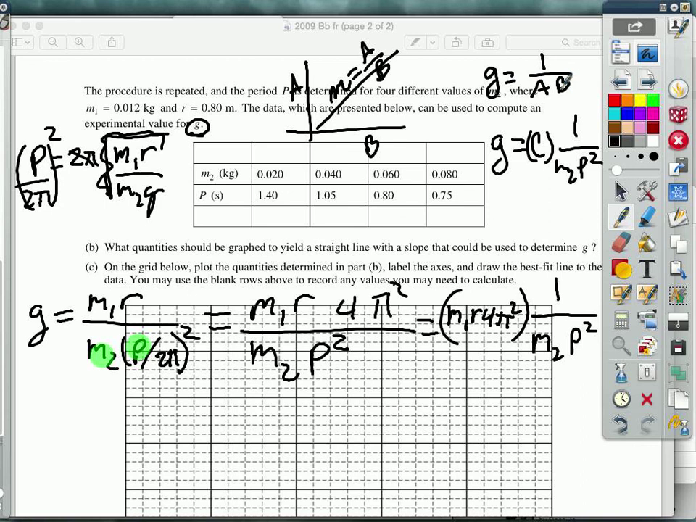So how do we get this to work? We just have to rearrange this so it's 1 over a divided by b. So in this case, we say g is c times 1 over P squared over m2. So what we've done is taken P on the bottom, turned it into 1 over P on top. So then our a here becomes 1 over P squared, and then our b is m2. So we just need to do 1 over P squared here, and then graph those values, and once we graph them, we'll be good.